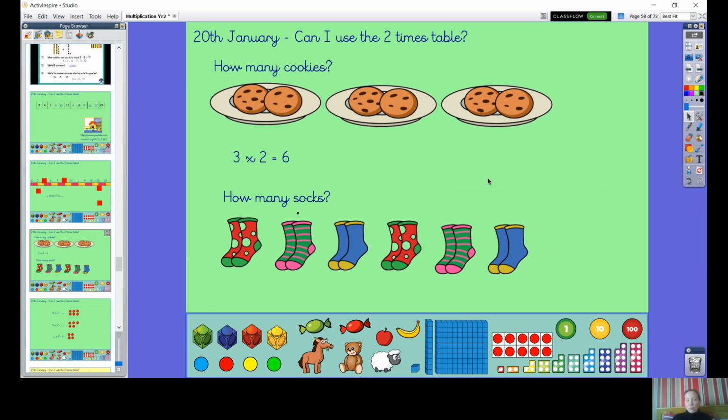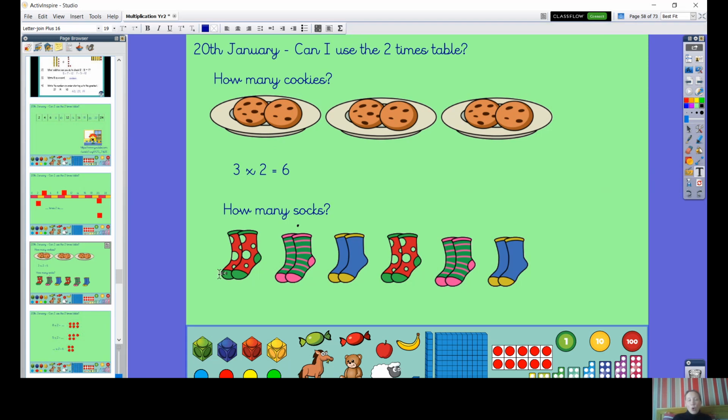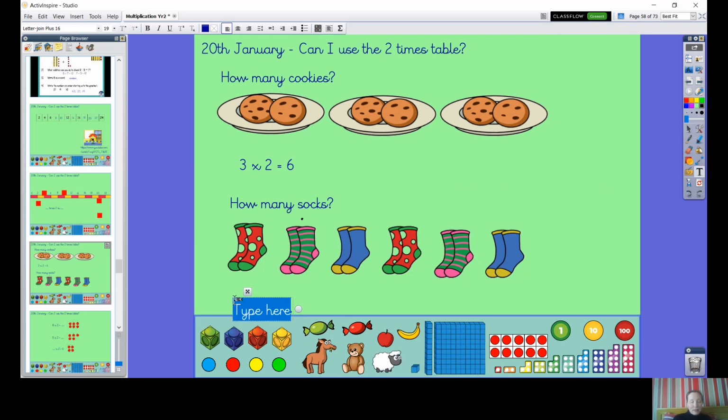Let's write these socks. What multiplication could you write? Let's count how many socks first. 2, 4, 6, 8, 10, 12. So we have got 12 socks. We've got 1, 2, 3, 4, 5, 6. We have got 6 times 2 equals 12.